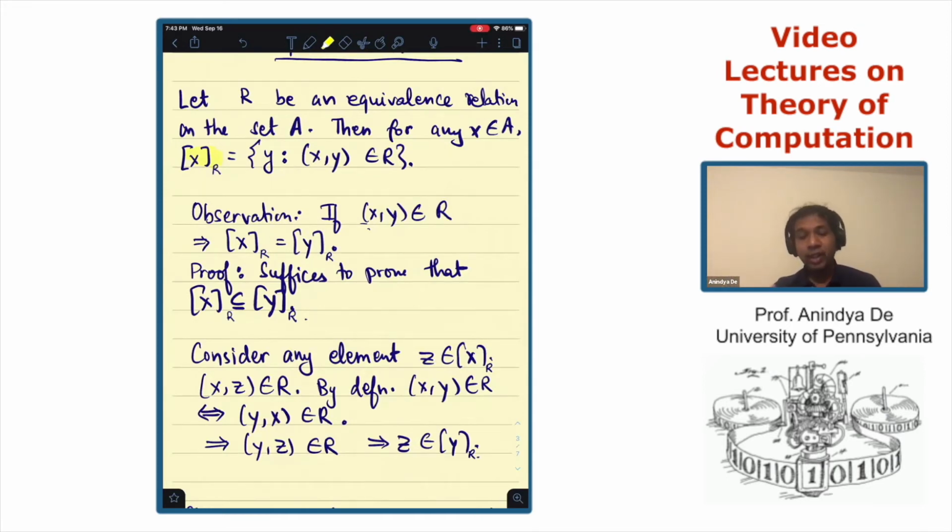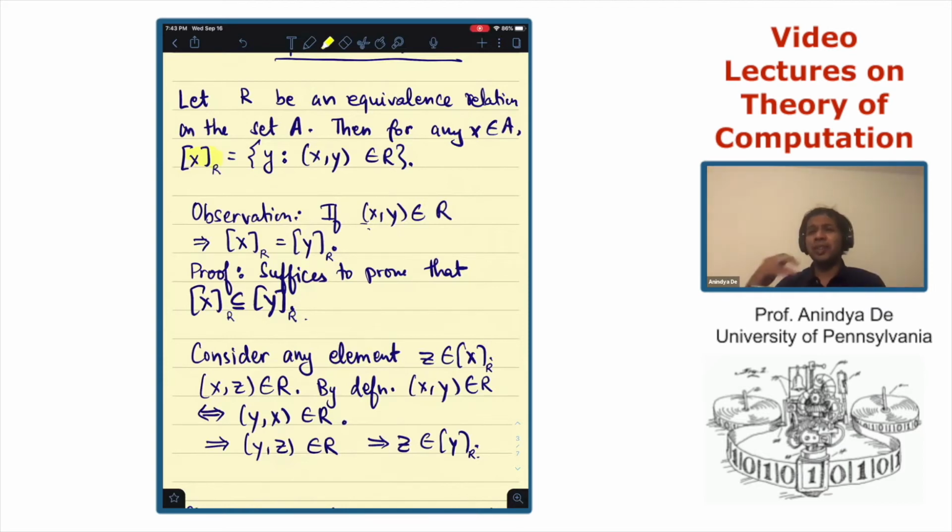So any element Z which is in the equivalence class of X is also in the equivalence class of Y, thus showing that the equivalence class of X is a subset of the equivalence class of Y. By symmetry, you can also show that the equivalence class of Y is contained in the equivalence class of X, which will show that they are identical. So in other words, now you can see why the name equivalence relation comes. It says that if (X, Y) belongs to R, then the set of all elements such that (X, Y) is in R, which we define as the equivalence class of X, and the equivalence class of Y are the same sets.